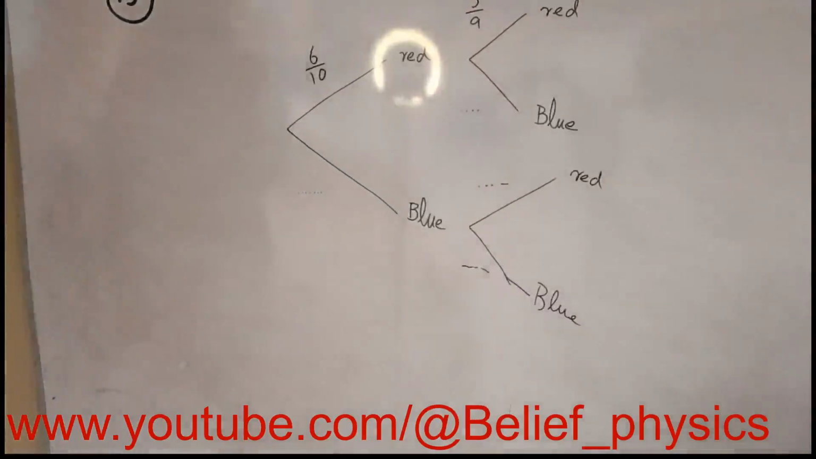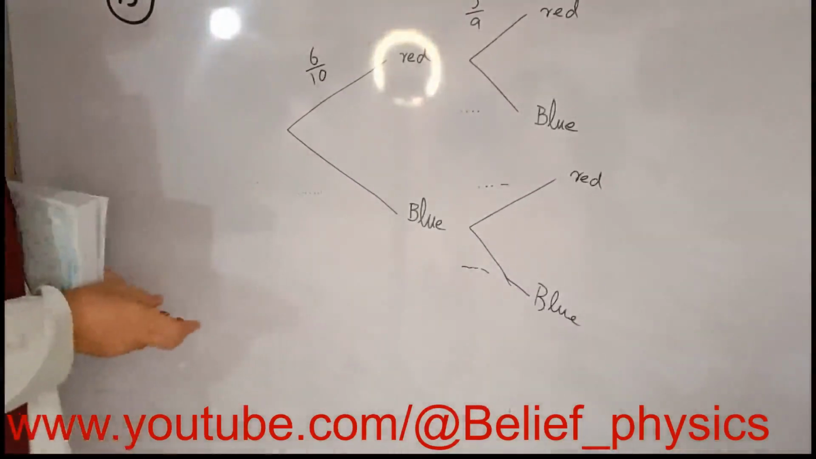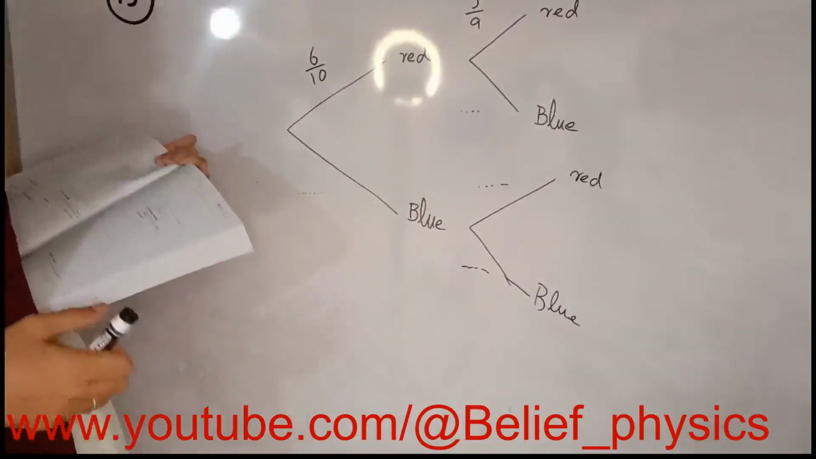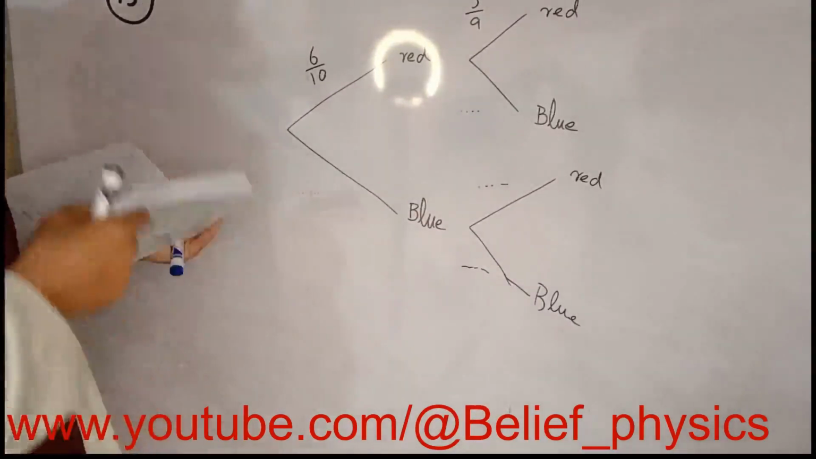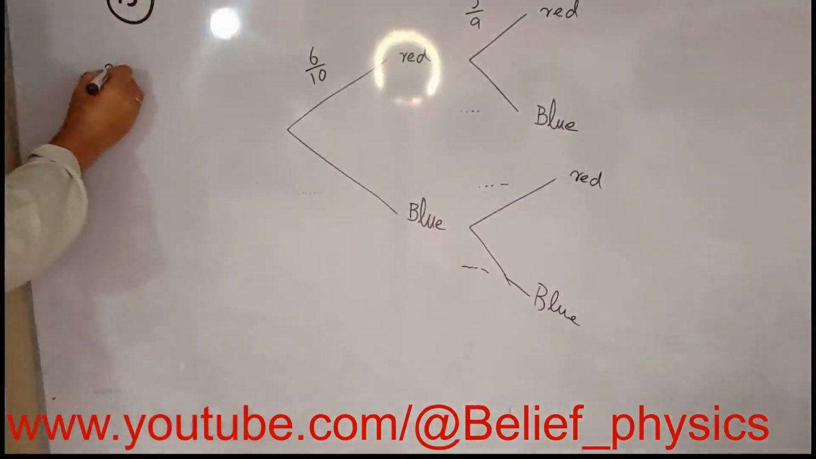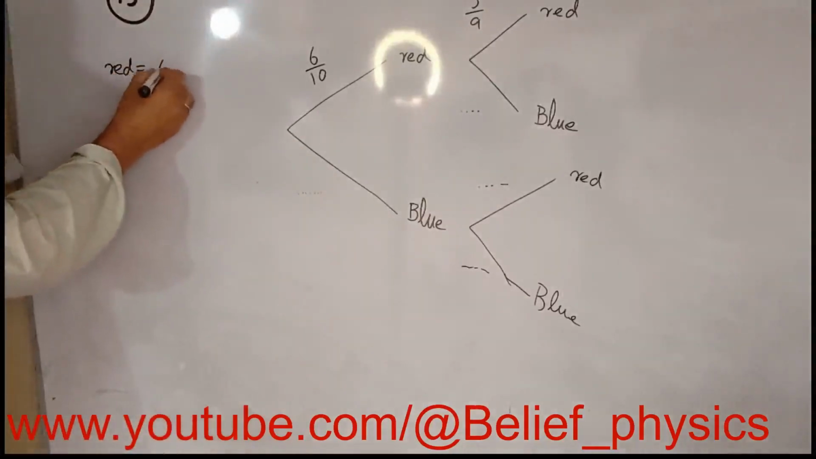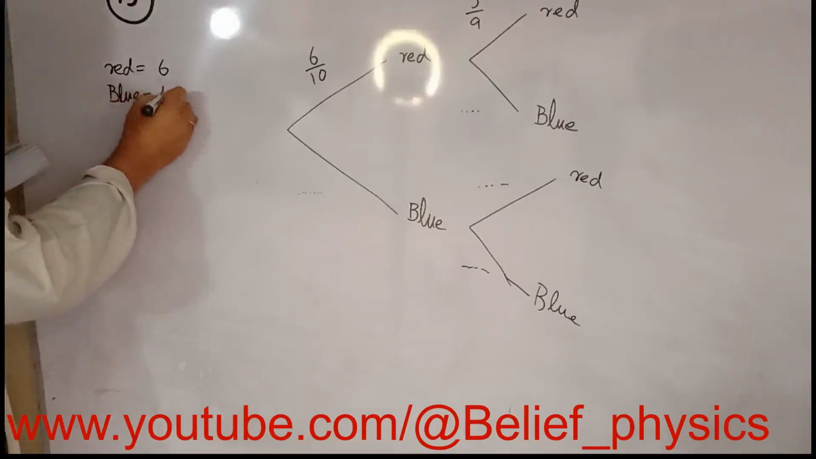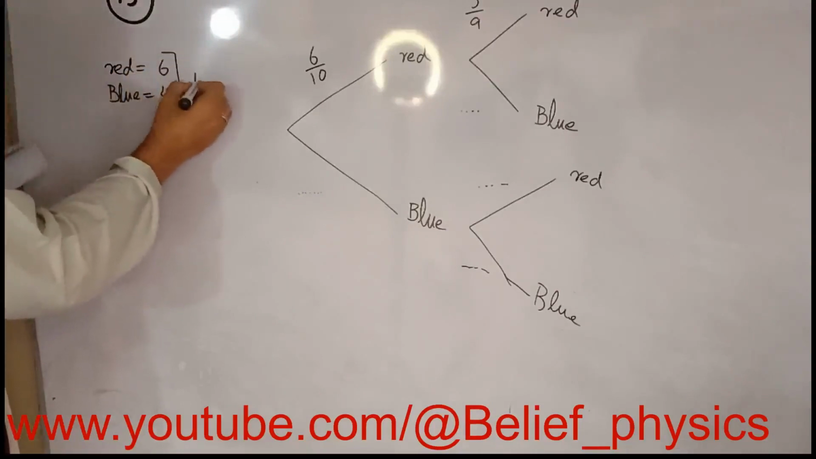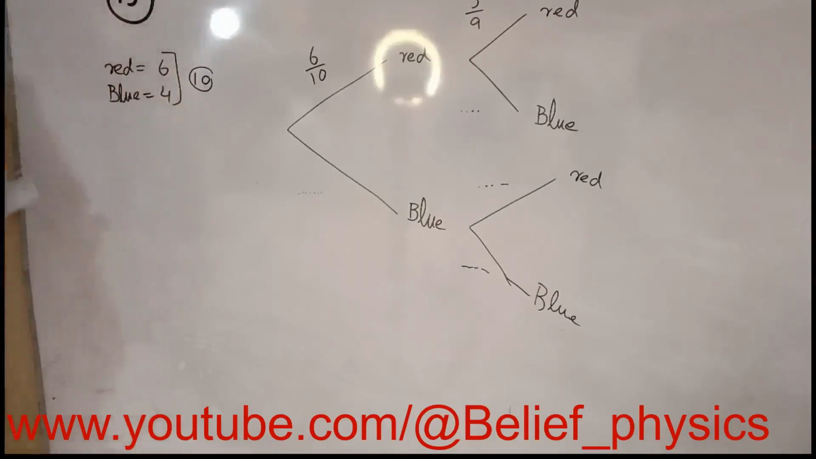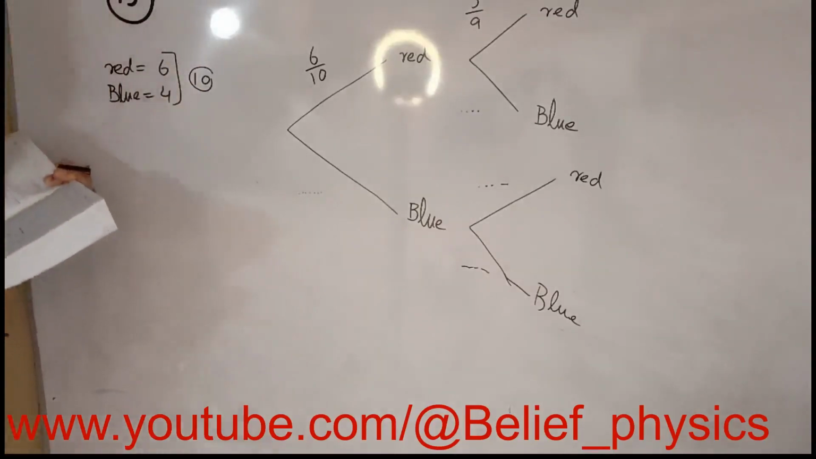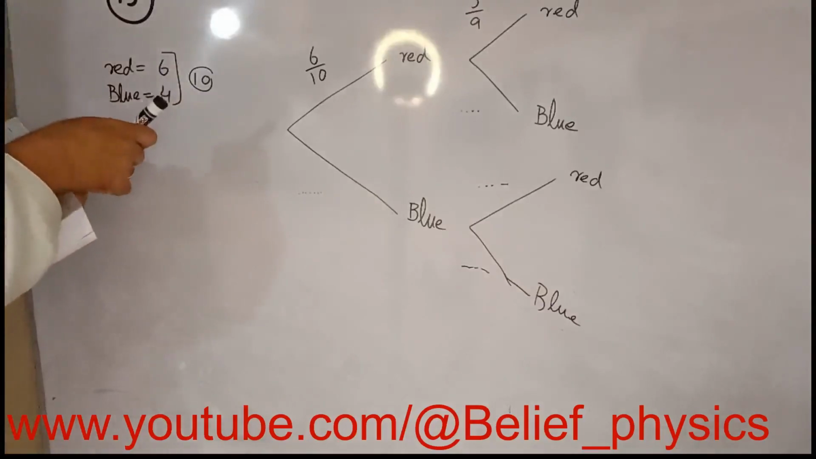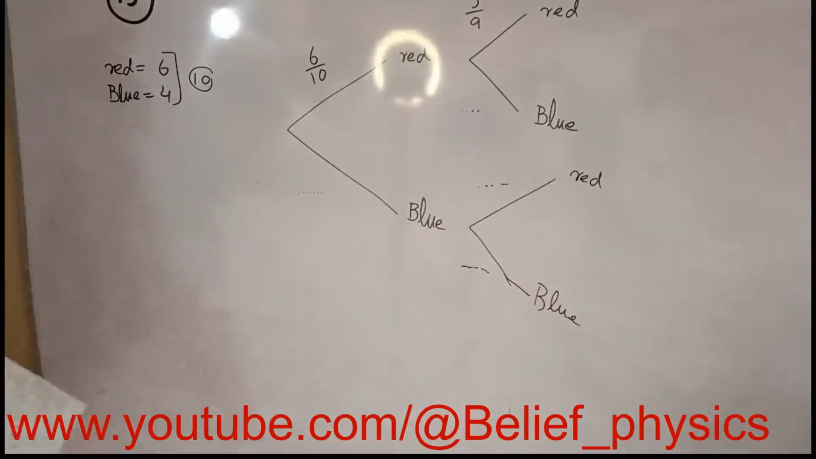Next question is about the probability tree. A bag contains 6 red and 4 blue counters. So overall there are 10 counters because 6 plus 4 is 10. Two counters are taken from the bag at random without replacement. First we take one counter and take it away, then we take a second counter and put it away.